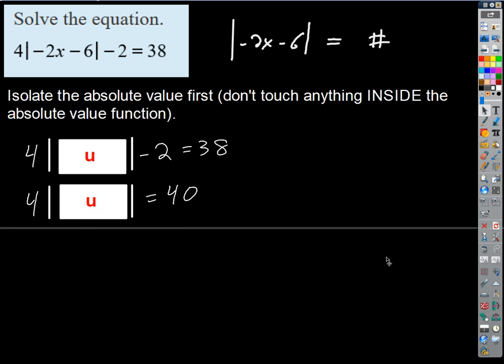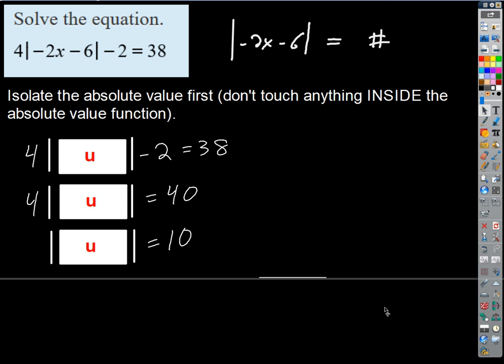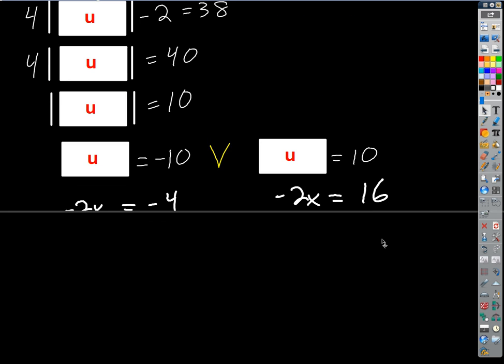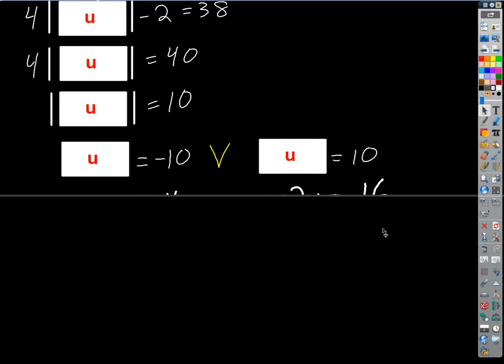So if we add 2, we get 40, divide by 4, we get 10. Okay, now that we've isolated the absolute value, what are the two possible values of the number that could be inside the absolute value bars? Negative 10 or positive 10, right? And that's where we make our split. Once we set this up to where we've got the, oh, pick it up tomorrow. There you go.